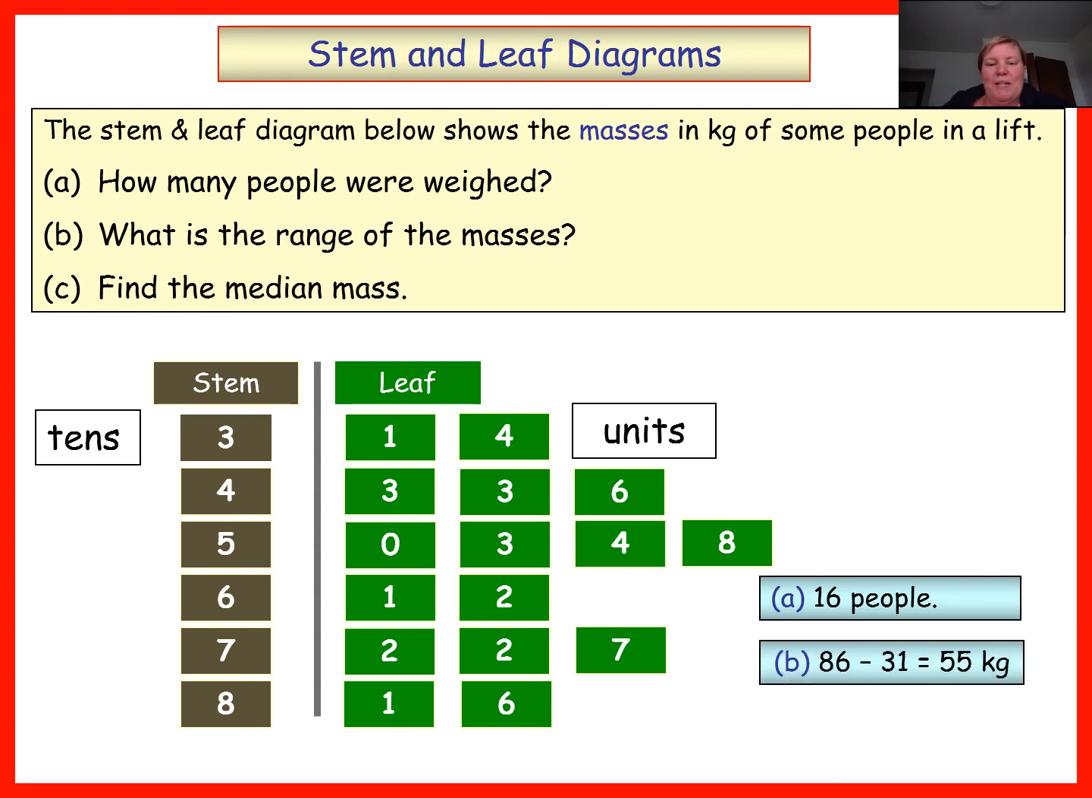What's the range? Well, the biggest number, of course, was 86. So here's the 86 down here. And the smallest number was 31. And so in order to find the range, I actually do have to subtract them. Now, the next job is to find the median. There were 16 pieces of data. So if I think about it very carefully, the middle of 16, not half, the middle, is between the 8th and 9th numbers. Okay, so we're going to count to the 8th and 9th.